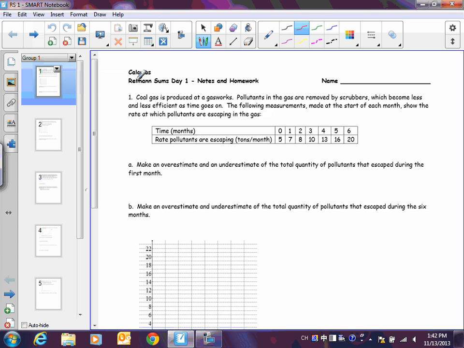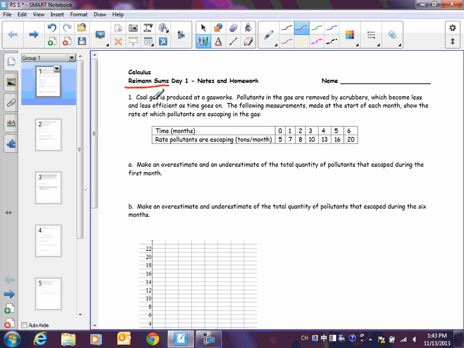Today and tomorrow we're going to talk about this thing called Riemann sums. So I already told you that in chapter 2 we did the derivative. Chapter 4 is going to be about going backwards, like the antiderivative. Even on your timeline you can see that's what we're doing next week, the antiderivative.